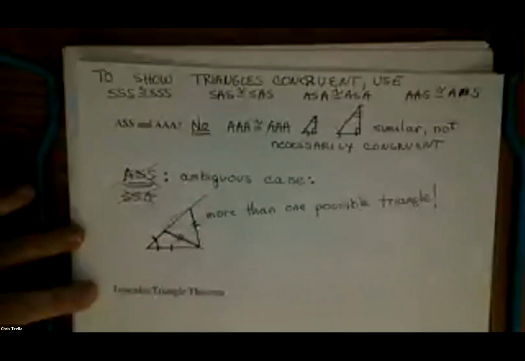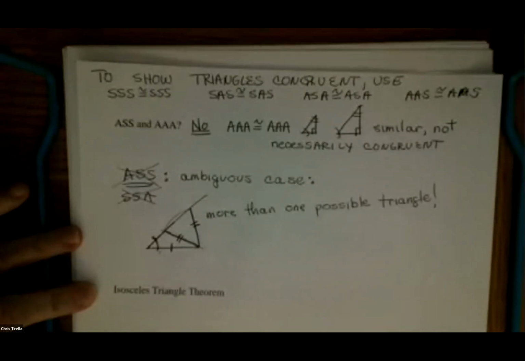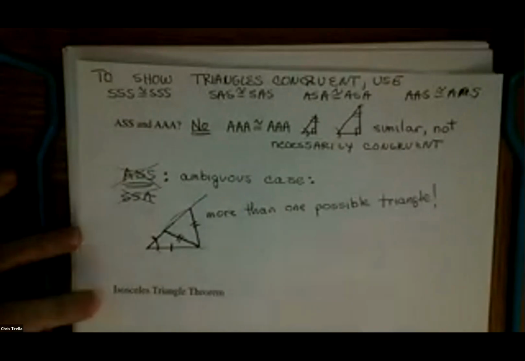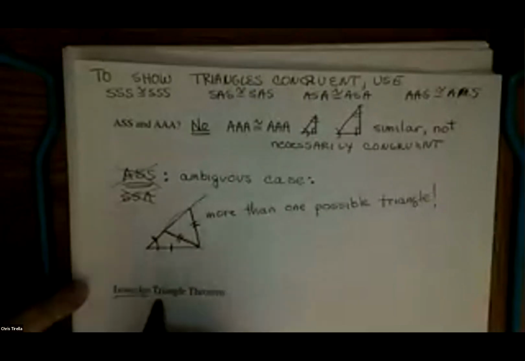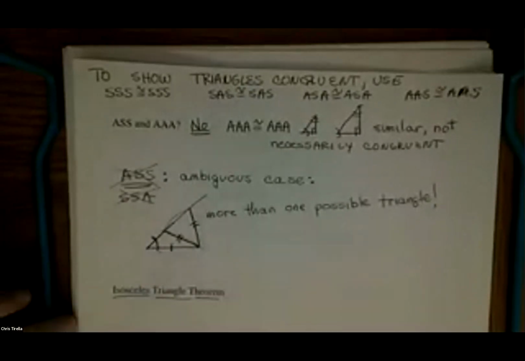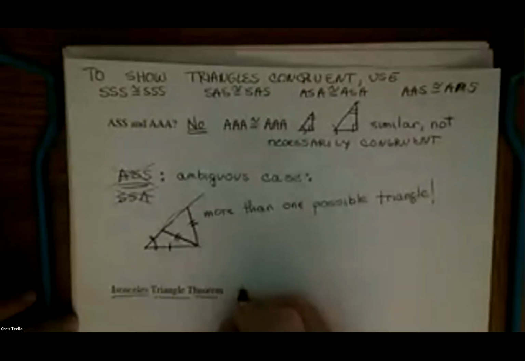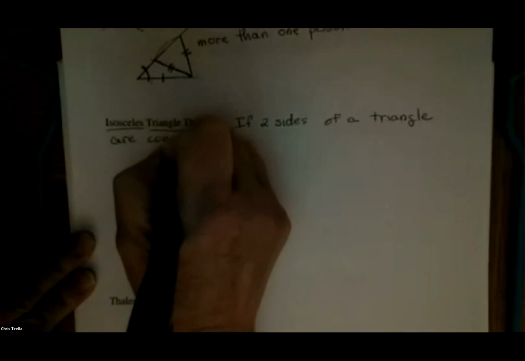Everybody all right with that one? If so, the next thing that we're going to do is try to prove a theorem. The isosceles triangle theorem says that if two sides of a triangle are congruent, oh, let me move this up, I'm sorry, the angles opposite those sides are congruent.